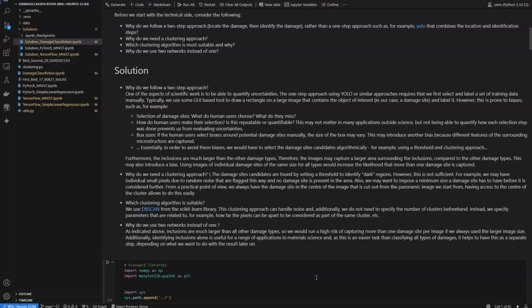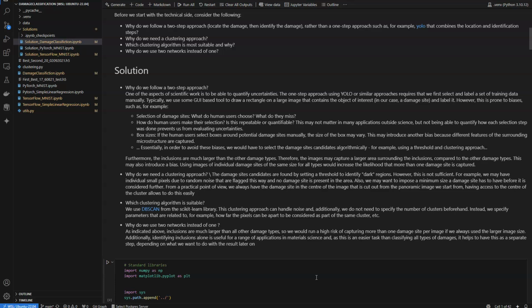So why do we take this 2-step approach? One of the aspects of scientific work is that we're also able to quantify uncertainty. So a 1-step approach like YOLO requires that we first select and label a set of training data manually, and typically we use some GUI to draw a rectangle on a large image that contains the object of interest. And this is quite prone to biases. For example, how would you as a user select those damage sites that we use for training? What does a human do? What do they miss? And how does that vary from human to human?